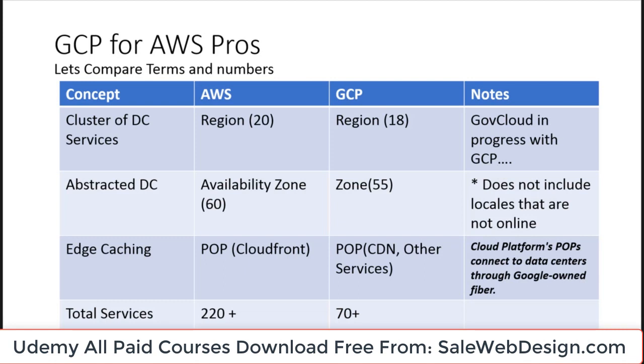When it comes to abstracted data centers, AWS has an availability zone, and Google has a zone. Edge caching, we know as well, is POP supported. One of the big differences, of course, that we've talked about is that it connects directly to Google's backbone fiber. And we know that Google has submarine lines as well. So when you're connecting from Europe to the US, you're literally going over Google's submarine lines. Now, on total services, there's no question that AWS is a leader in the number of services and will be for quite a while.